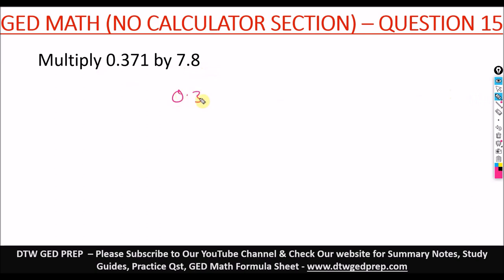Question 15 says multiply this by this. So we have 0.371 times 7.8. Okay, so first of all, just forget about the decimal point, just multiply like numbers first of all. So we do 8 times 1, that is 8. 8 times 7, we have 56, so we drop the 6 and carry a 5. 8 times 3 is 24, and 24 plus this 5 will give us 29, so we write 9, we carry 2. We do 8 times 0, that is 0, plus this 2 that we've carried is a 2.